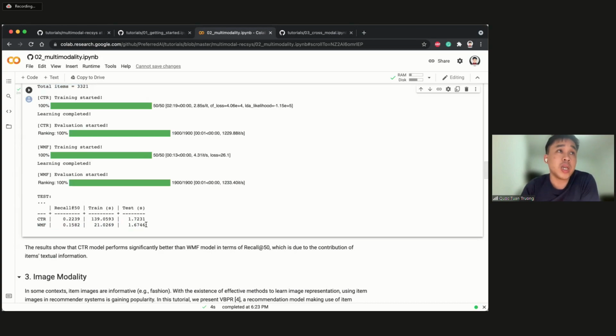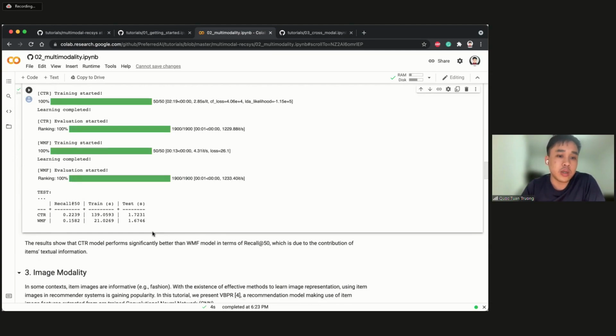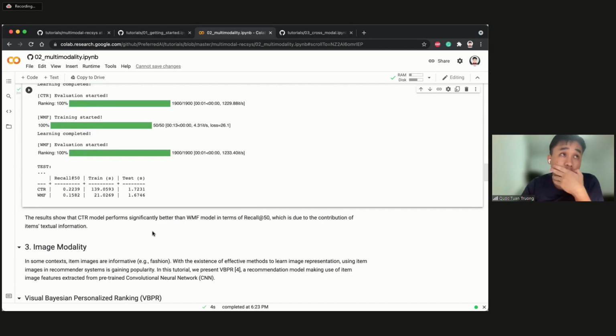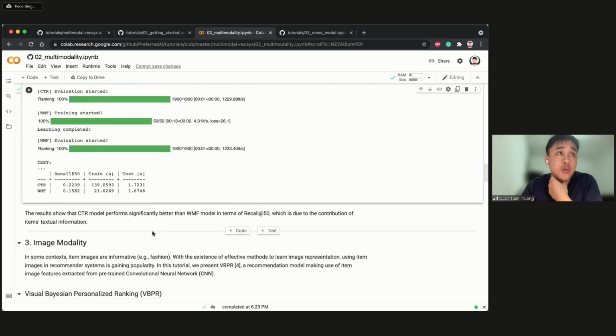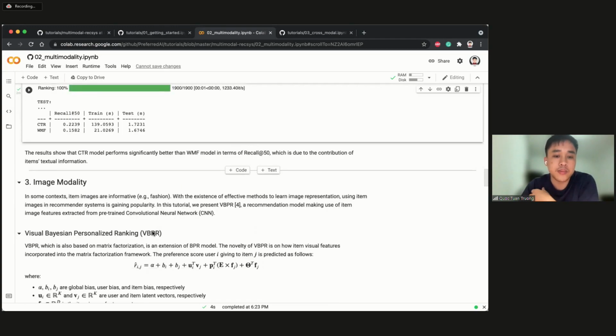That is a good thing, because during inference, after we learn the latent vector of the items, the prediction is just the dot product between the two factors. So it is basically the same between these two models. The difference is only in the training. So that is our first experiment with the text modality.